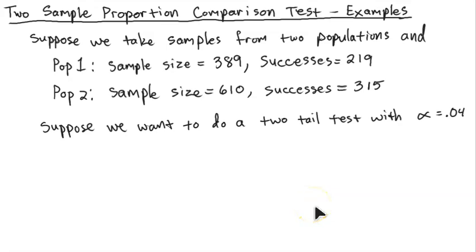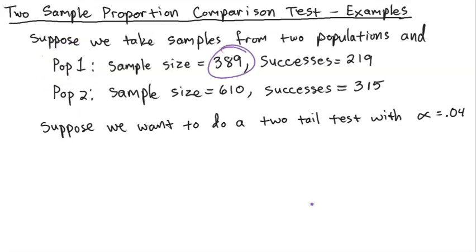Okay, so before we do a full example of a two sample proportion comparison test, what I'd like to do is just show you how you would enter in NumWorks all of the data. Let's say we have two populations, population one and population two.